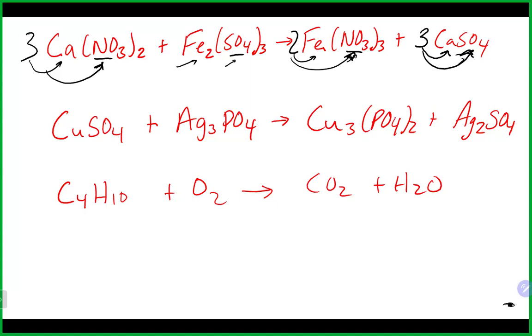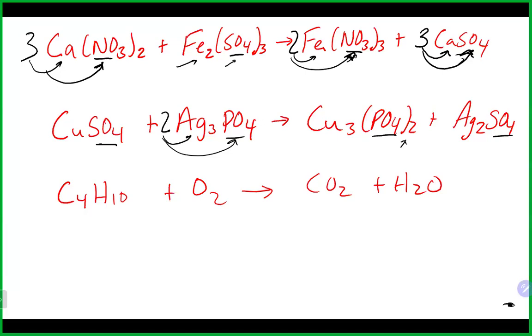Let's take a look at the next one, same deal. We've got some sulfate on each side. We've got some phosphate on each side. In this case, the sulfate is balanced on each side. We've got 1 of each, so I'm going to start with the phosphate. And I have 2 phosphates on the right. So to fix that on the left, I'm going to put a 2. That will give me my 2 phosphates.